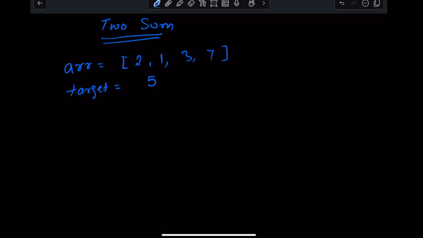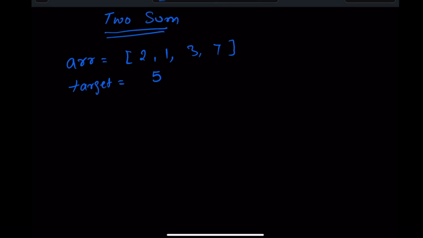In today's video, we are going to solve a very common and frequently asked problem, and it is called two-sum. So the problem statement goes like this. You have an array of integers and a target given to you, and you have to find the indexes of two numbers such that they add up to the given target. The array doesn't necessarily have to be sorted.